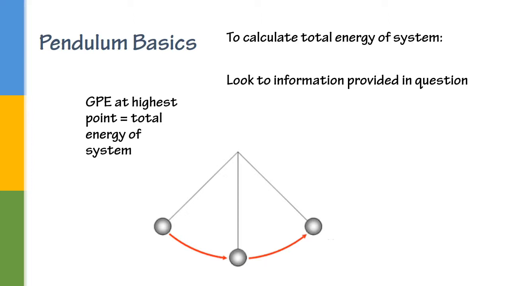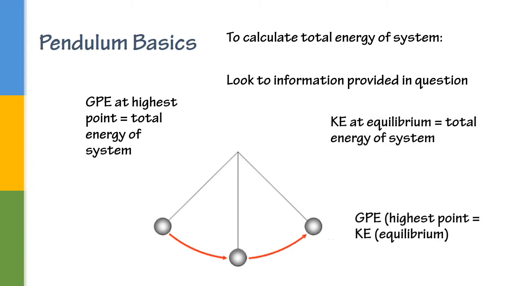Now, if you want the total energy, you calculate the gravitational potential energy at the highest point or the kinetic energy at equilibrium. Both of these are always going to be equal to each other, and this is where the trick often comes with a lot of people. Remember that no matter which one you're calculating, they both equal the same value.